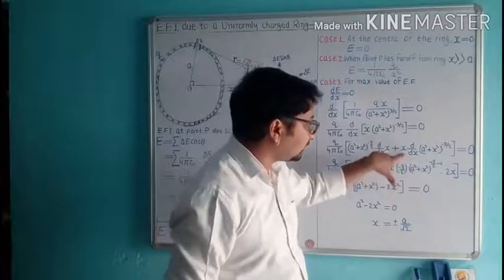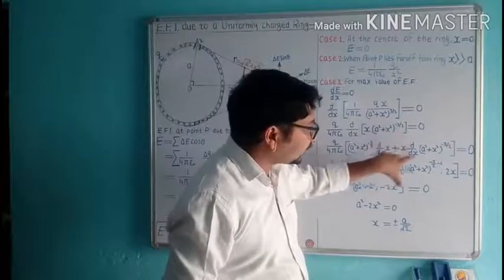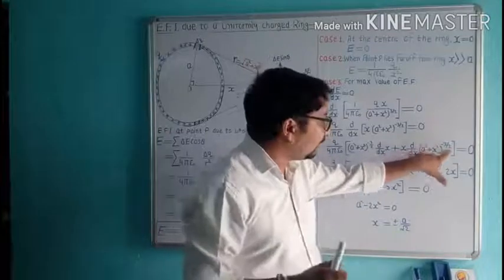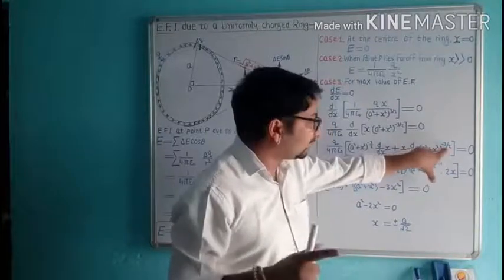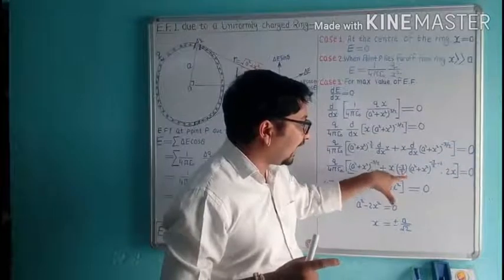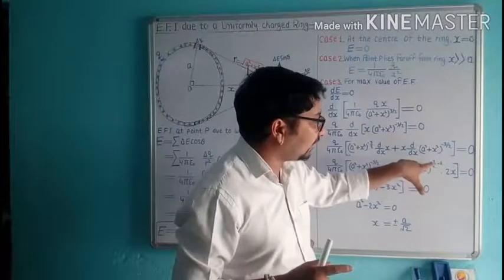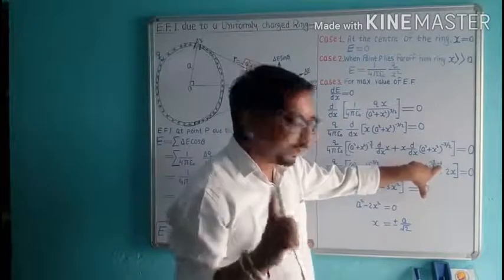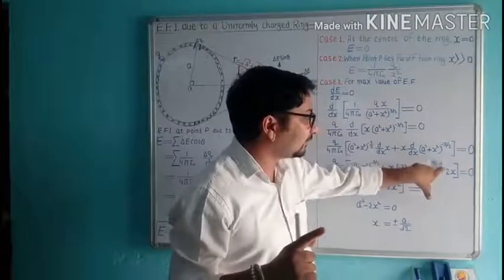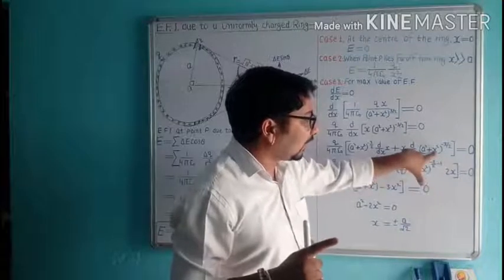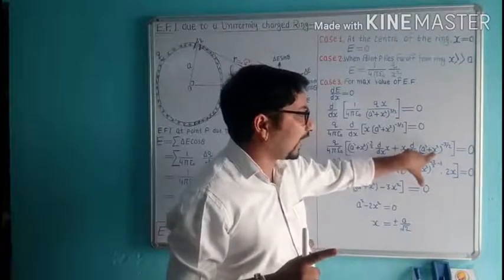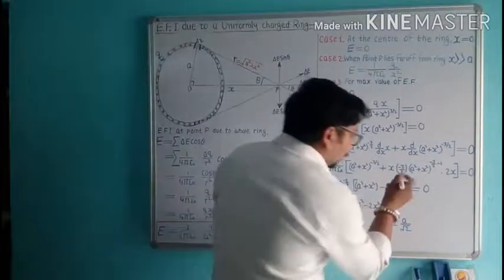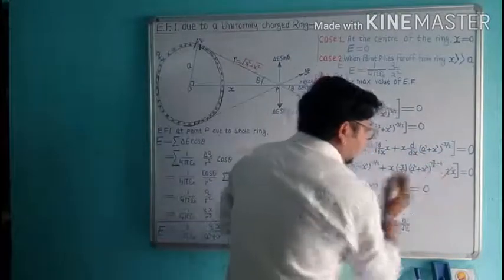Again, see d by dx of (a square plus x square) to the power minus 3 by 2. First we differentiate the power. Take this power here and write this, and the new power becomes minus 3 by 2 minus 1. Now again differentiate d by dx of x square, then we get 2 into x. Now the 2 terms cancel out each other.